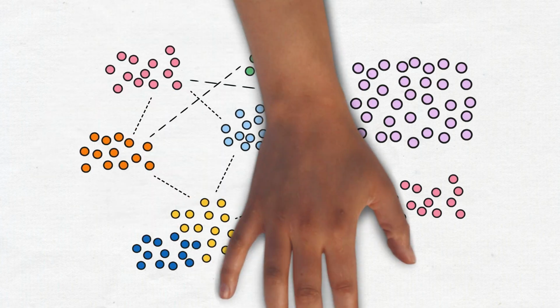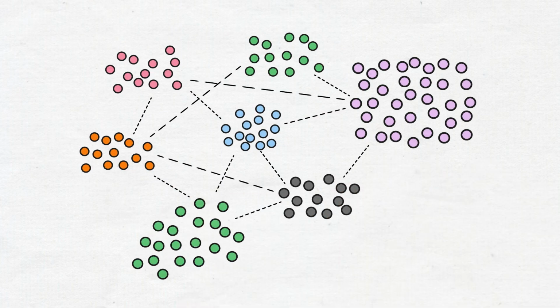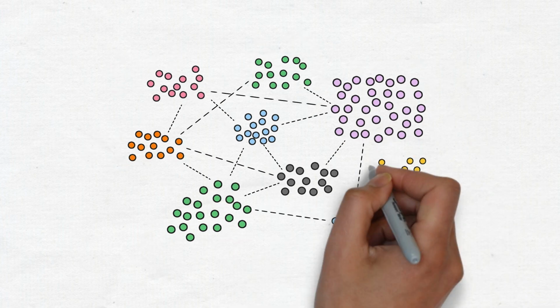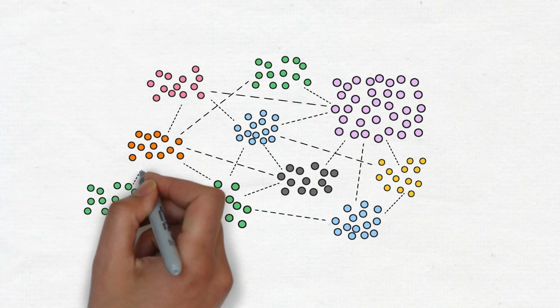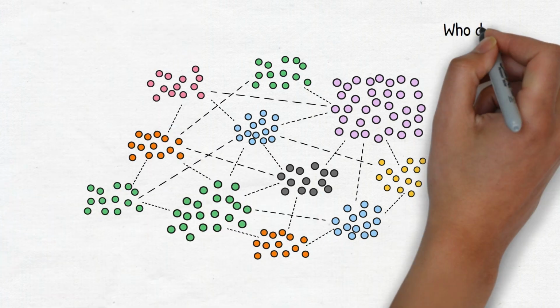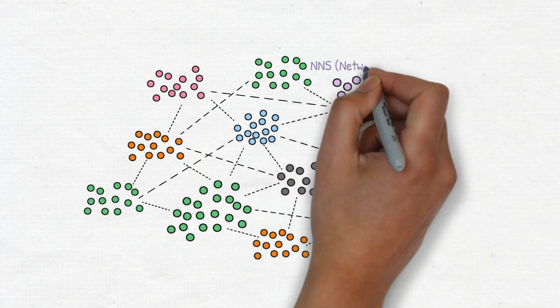Subnets can be dynamically added, removed, or merged according to the network's resource usage. There is no upper limit to the number of subnets, so theoretically, it supports unlimited expansion by adding new subnets around the world. But who decides the splitting and recombination of the subnets? NNS, Network Nervous System.